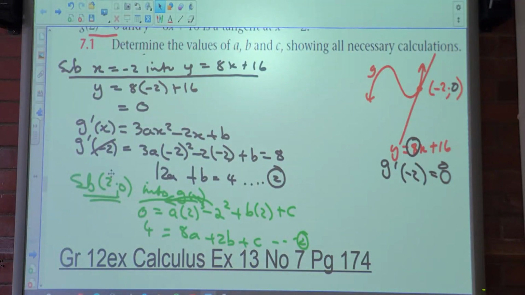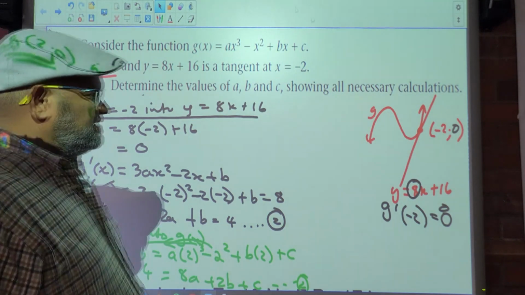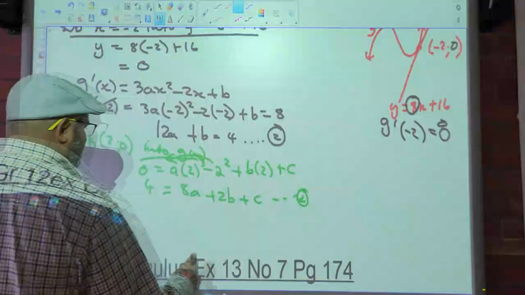I'm missing something. What's the function? g of x is equal to ax cubed minus x squared plus bx plus c. g of 2 is 0, we used that. y is equal to 8x plus 16, we indicated that and used that as well. The tangent is at negative 2. That's the only thing I can still use, this point here, 0 and negative 2.